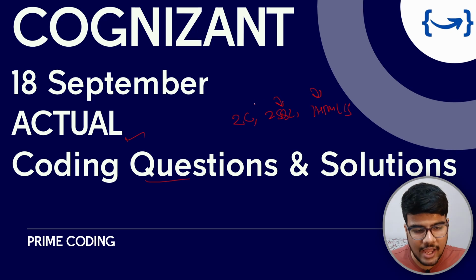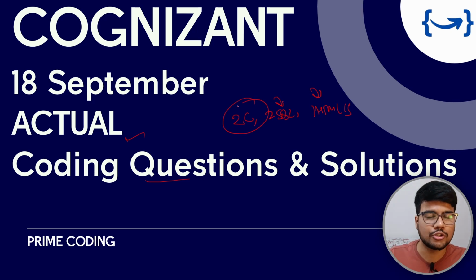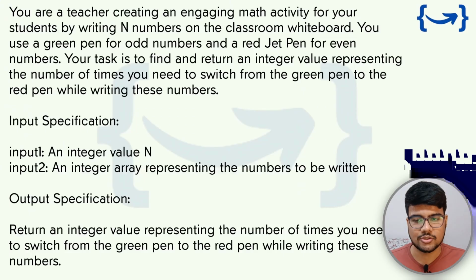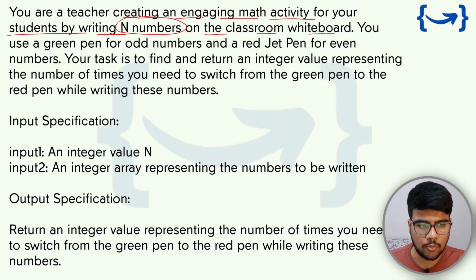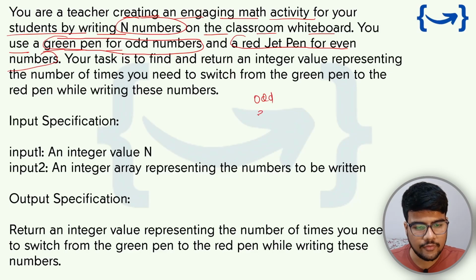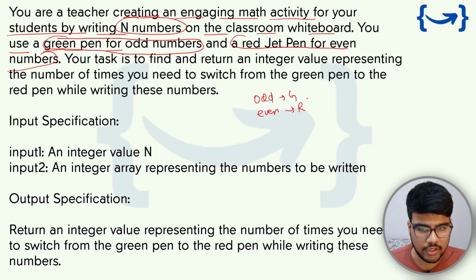So now here I will cover two coding questions that were most trendy yesterday. Okay, so you are a teacher creating an engaging math activity for your students by writing n numbers on the classroom whiteboard. You use a green pen for odd numbers, and a red pen for even numbers. So for odd and for even, we are using green and red pen respectively.